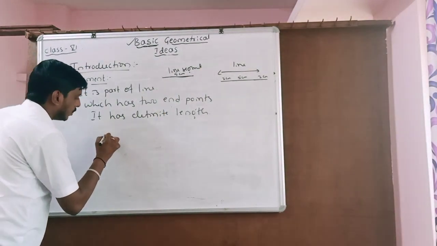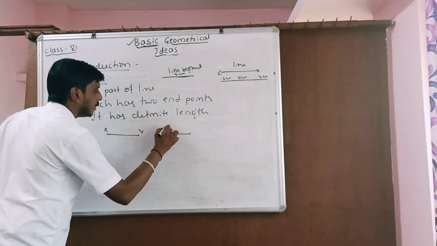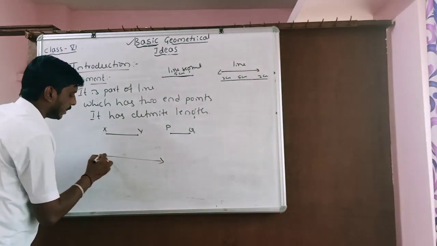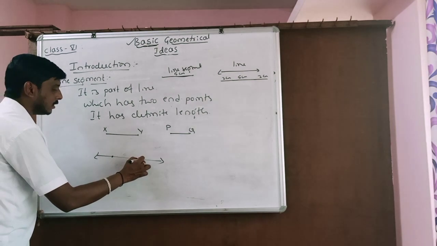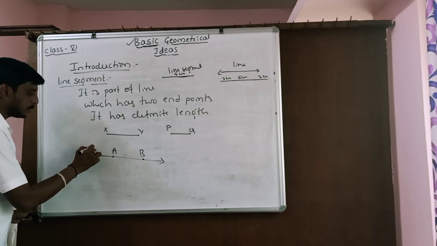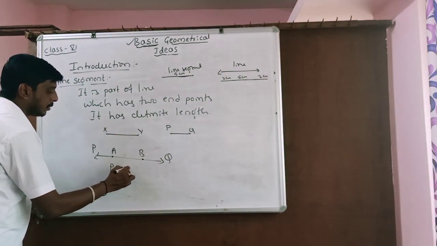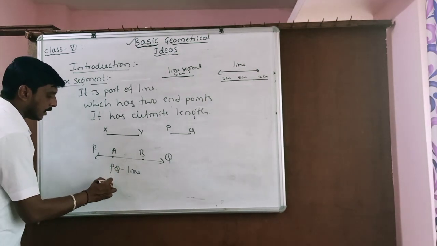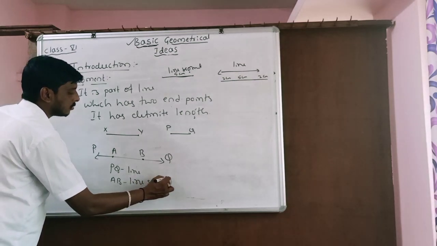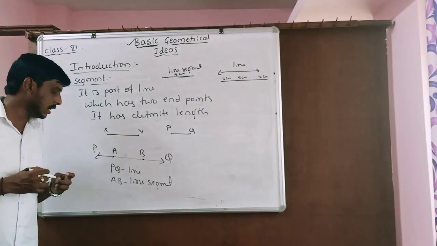For example, this is one line segment XY, and PQ, this is one line segment. It means it has two endpoints. So I will draw the line. When you mark two points, AB is what? AB is a line segment. And what is PQ? PQ is a line. And AB is a line segment. Sorry, AB is a line segment and PQ is a line.